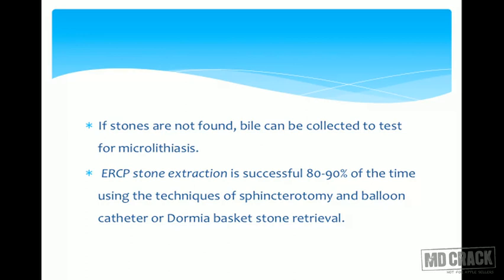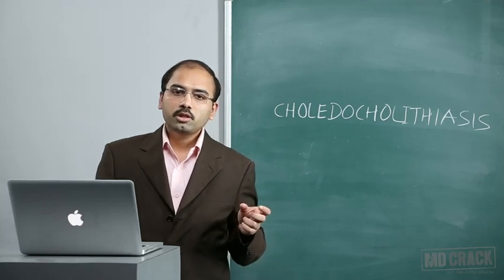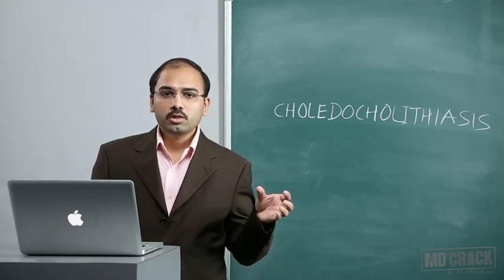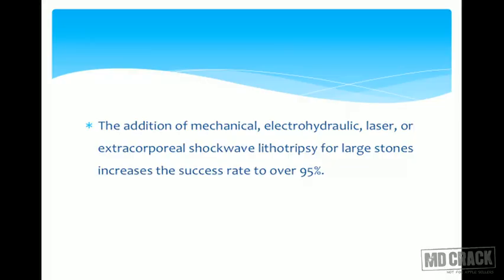ERCP stone extraction is successful 80-90% of the time using the techniques of sphincterotomy, and a balloon catheter or Dormia basket can be used for stone retrieval. The Dormia basket is the most commonly used for stone retrieval amongst all the available gadgets. In addition to Dormia baskets, we have mechanical, electrohydraulic, laser, or extracorporeal shockwave lithotripsy for larger stones. When you combine all these modalities, the success rate reaches up to 95% to extract these larger stones.